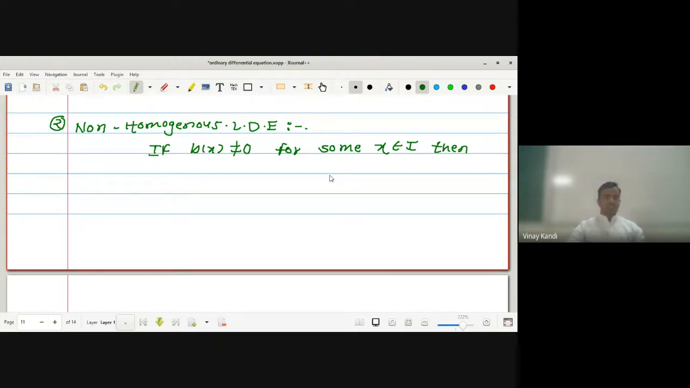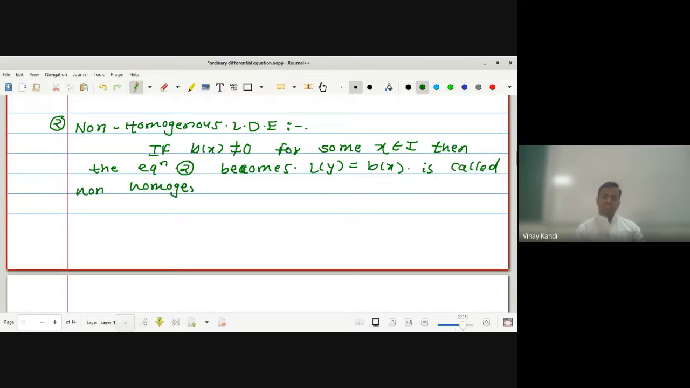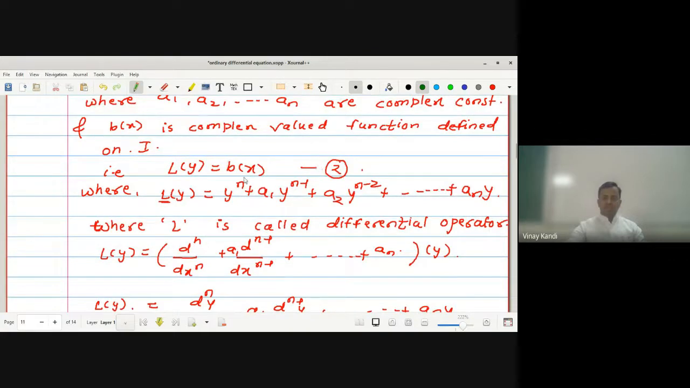If suppose b of x is not equal to 0 for some x belonging to I, then the equation 2 becomes L of y is equal to b of x. Okay, then it's called a non-homogeneous linear differential equation. Suppose in the equation 2 this b of x is not equal to 0 for some x belonging to I.